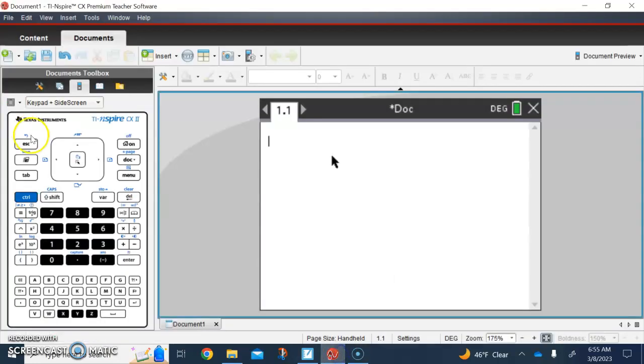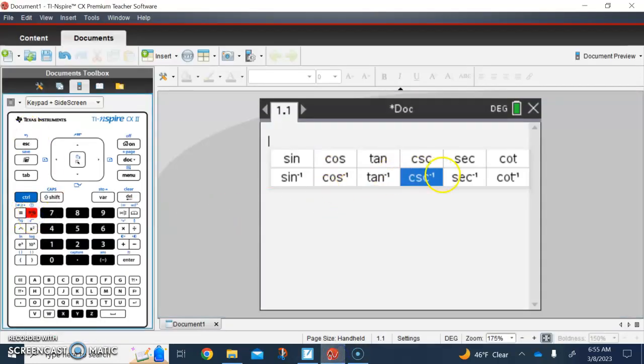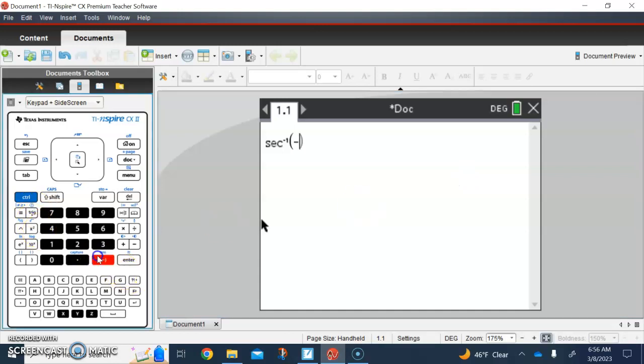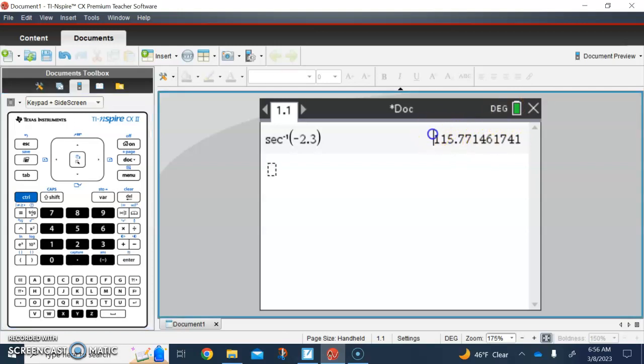For example, if we're trying to do number 1, you would do secant inverse on your calculator, type in negative 2.3, and then press enter. You want to make sure that you check your mode. My mode right now is degree mode, so my answer to 3 decimal places would be 115.771 for number 1.